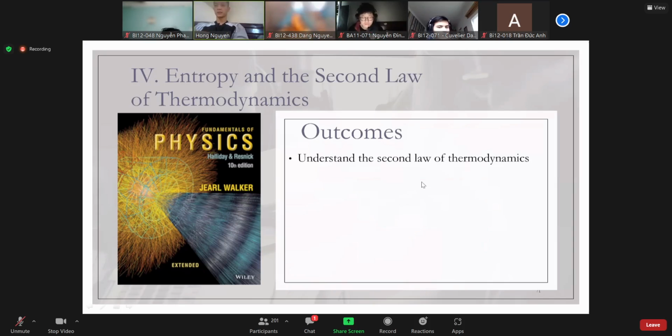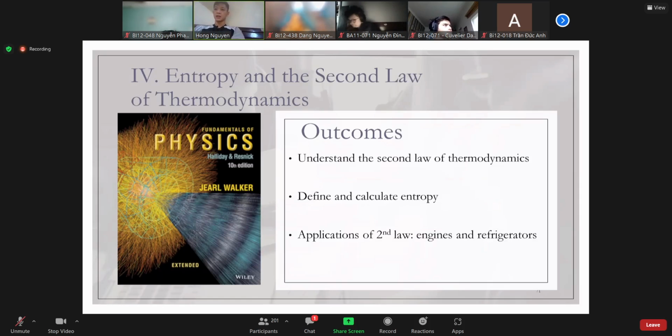For the outcomes of this part, we will understand the second law of thermodynamics. We can define and calculate the entropy of the system. And we can apply the second law.